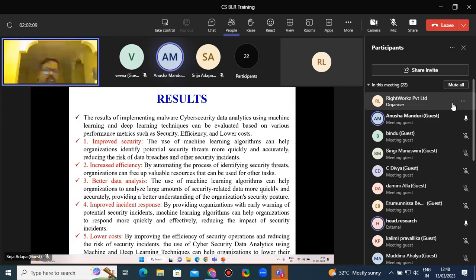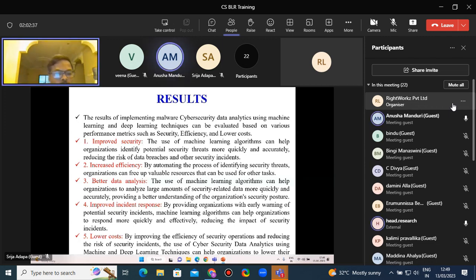The results of implementing malware cybersecurity data analytics using machine learning and deep learning techniques can be evaluated based on various performance metrics such as security, efficiency, and lower costs. First one is improved security. The use of machine learning algorithms can help organizations identify potential security threats more quickly and accurately, reducing the risk of data breaches and other security incidents.